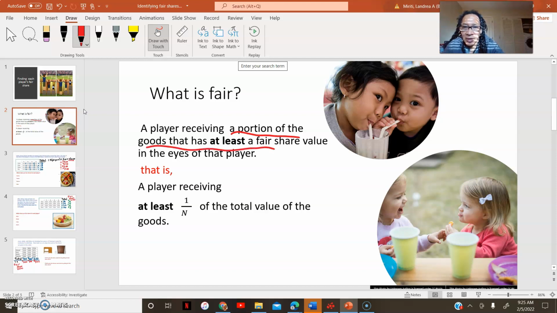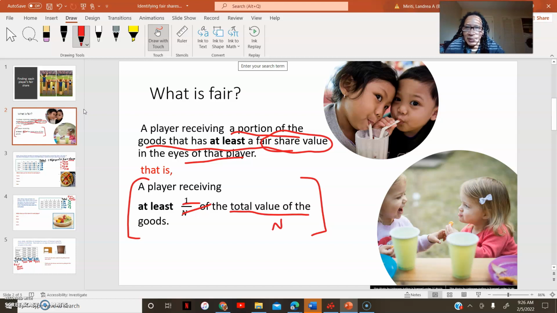at least their fair share value, which is what we just talked about in the video before, in the eyes of that player. In other words, a player will be getting what's fair if they receive at least 1 over n of the total value of the goods, or in other words, the total value of the goods divided by n. And that means they must receive their fair share value or more. That's what that at least means. Fair share value or more.